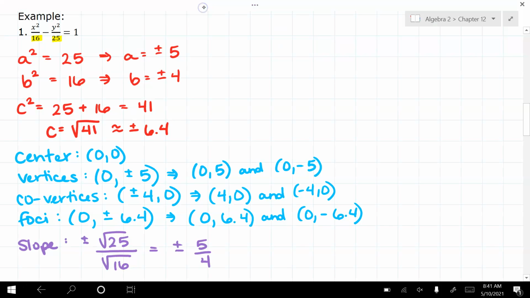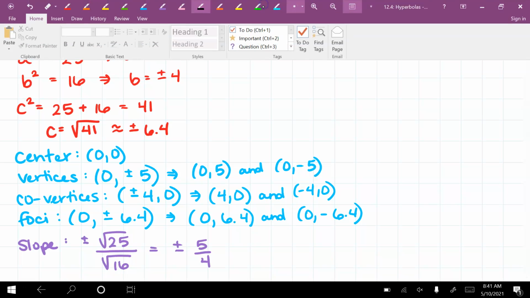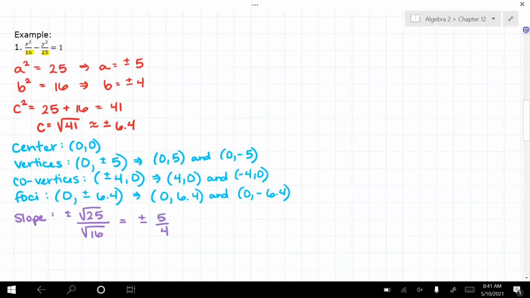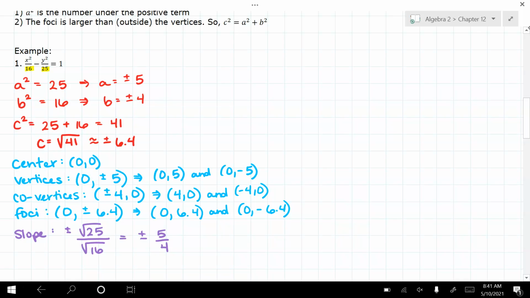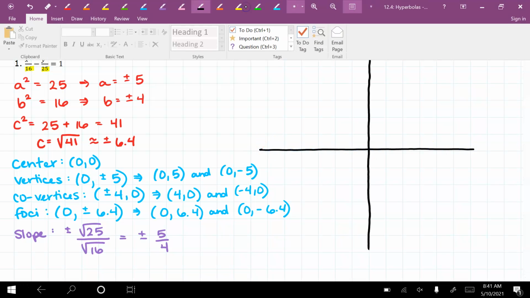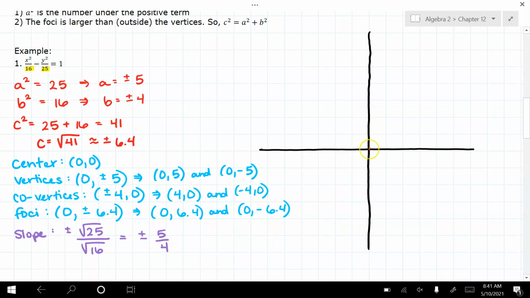So let me show you how to graph these. We've got everything that we need here, so I'm going to go ahead and draw my graph in. The center's at 0, 0, so the origin there. My vertices, one of them is at 0, 5, the other one's at 0, -5.